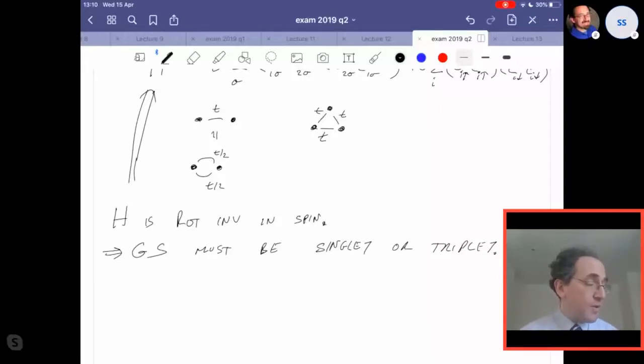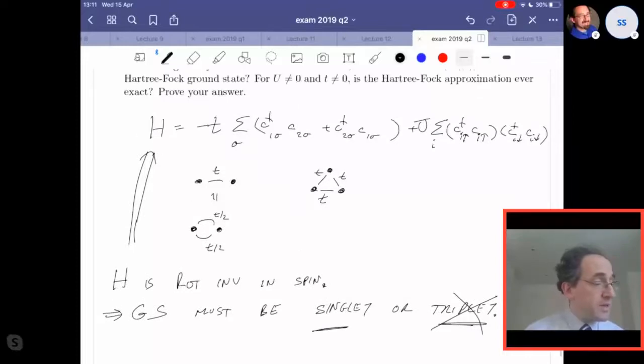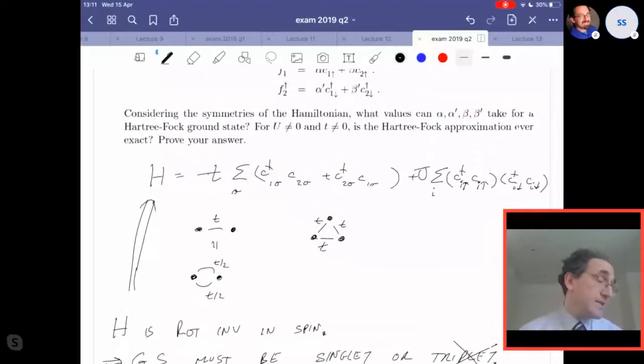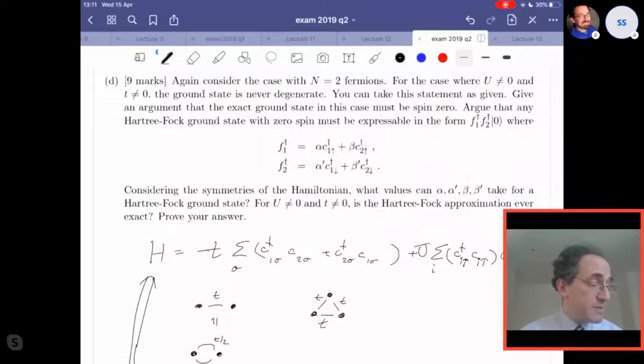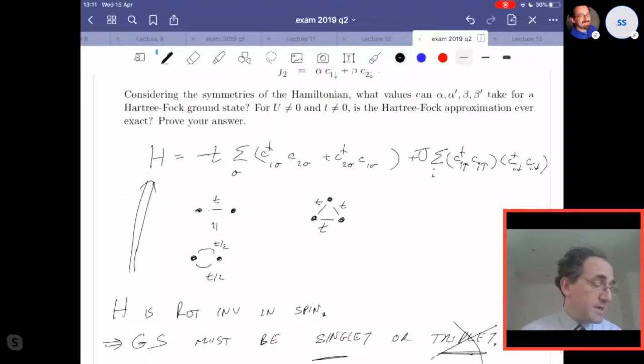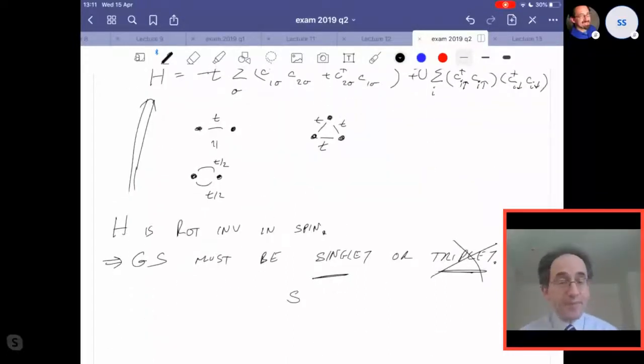Now, you're told that the ground state is non-degenerate, which means it can't be the triplet. So this one is gone, and so if the ground state is non-degenerate, it must be a singlet. Good. And if the ground state is a singlet, it must mean that the spin is 0.